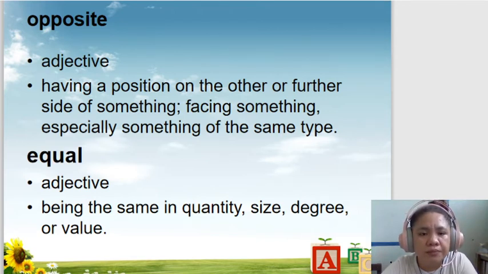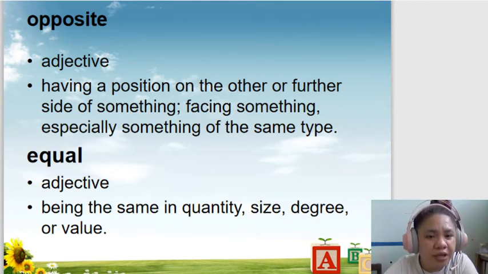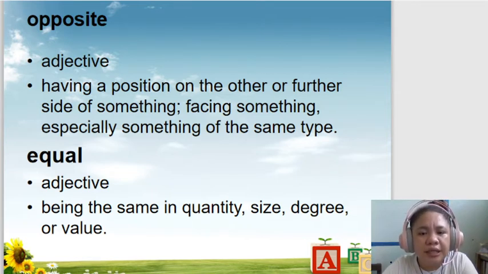The next word is equal. Equal is an adjective. It means being the same in quantity, size, degree, or value. Let's say, for example, you are giving a liter of Coke to two people. For you to be able to give the same portions, you have to divide it equally. That would be 500 ml for one person and the same, equal quantity, 500 ml, to the other person.